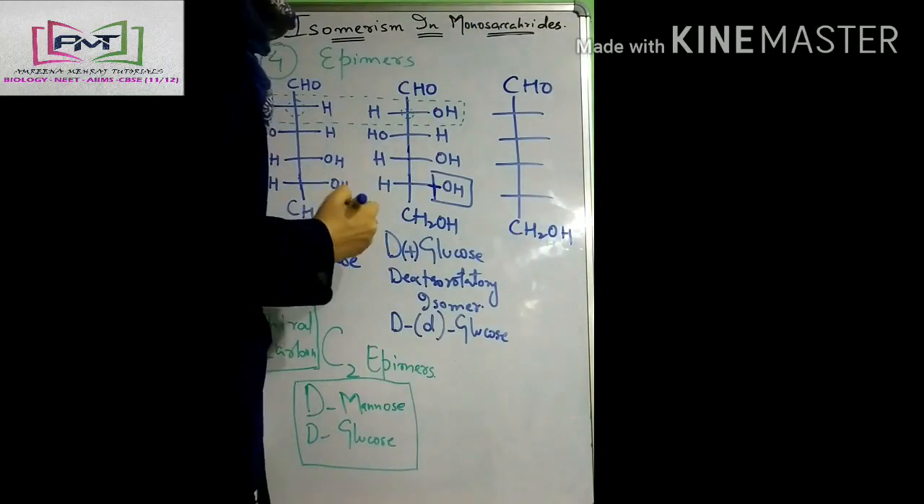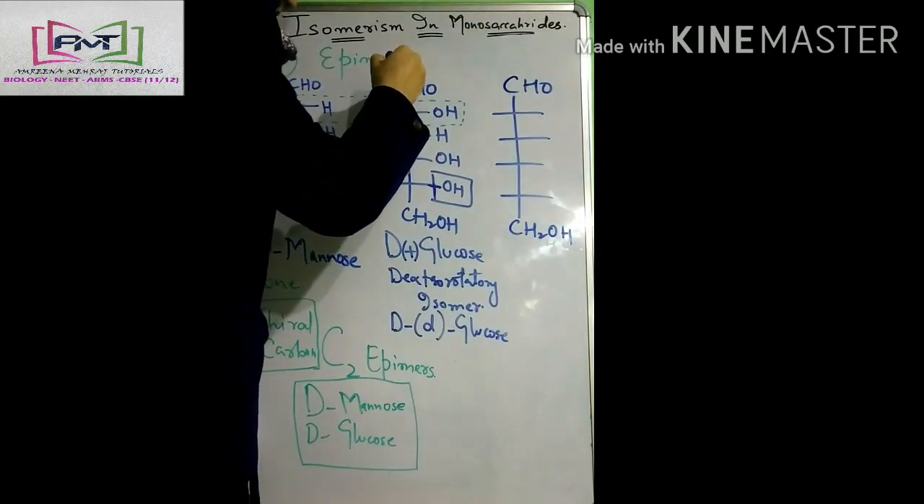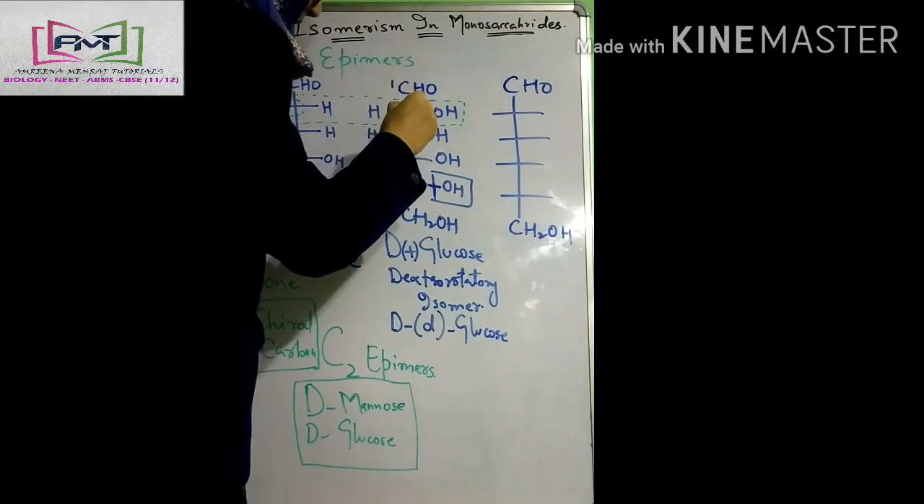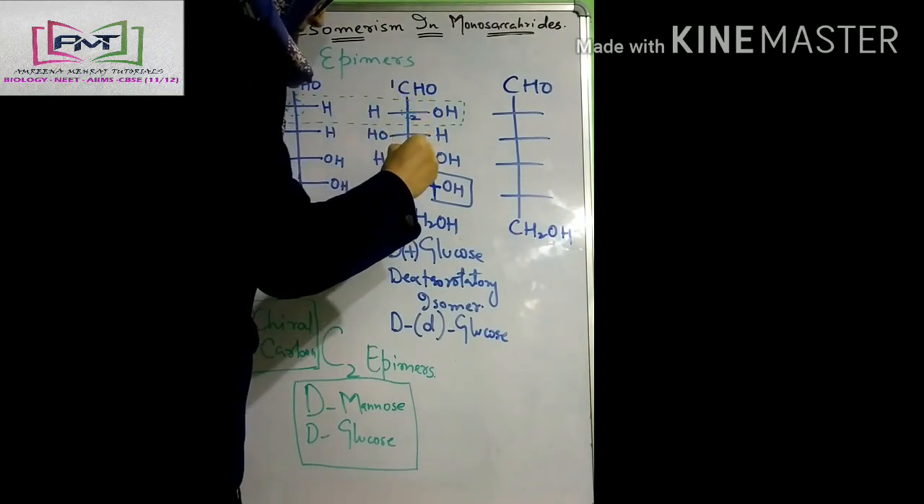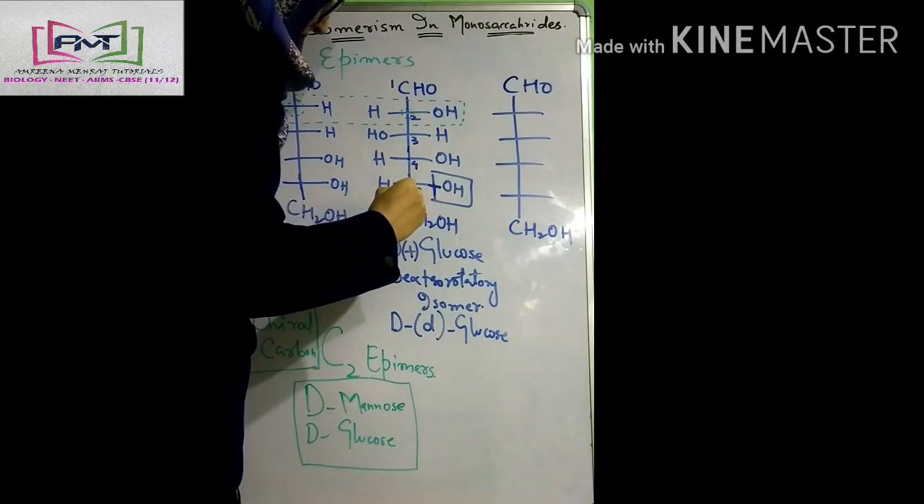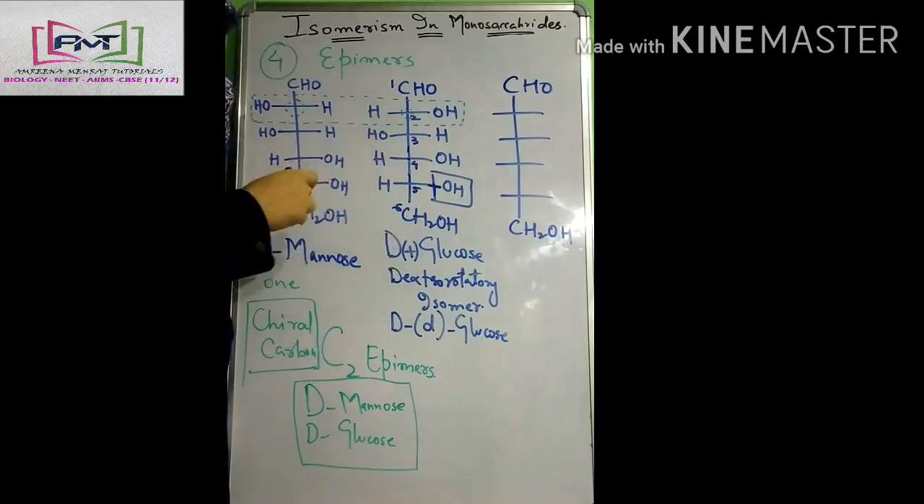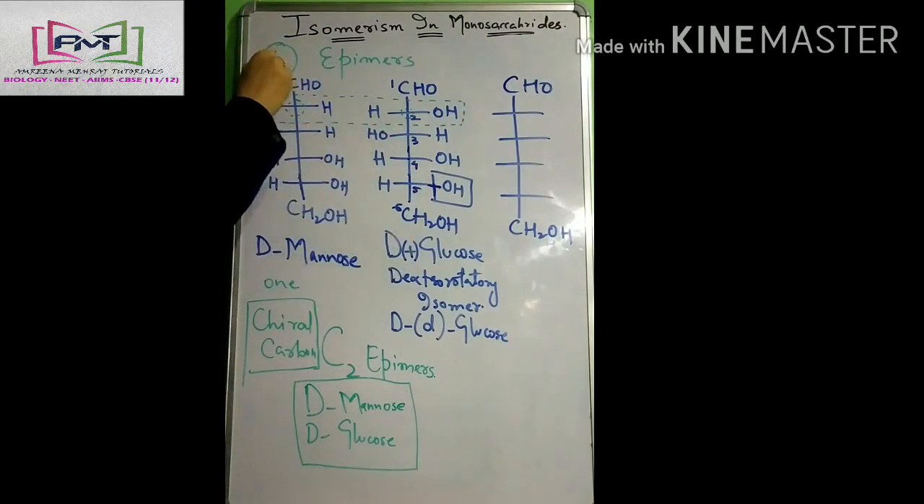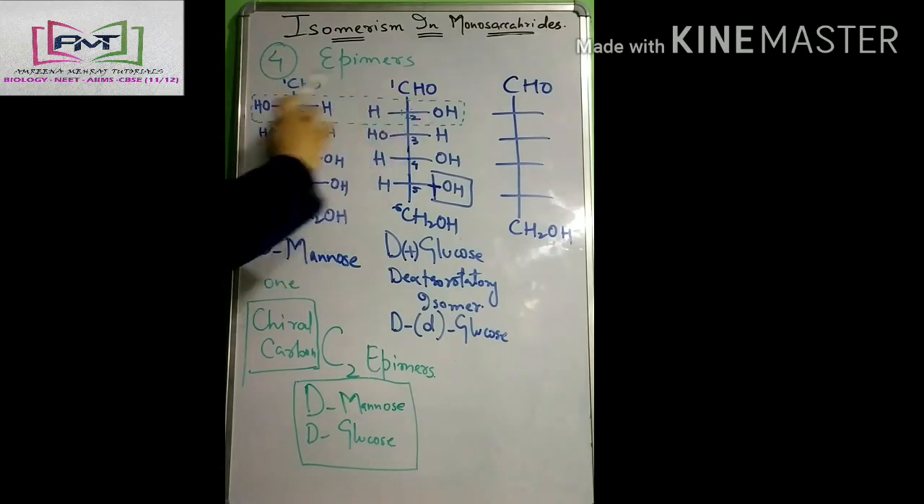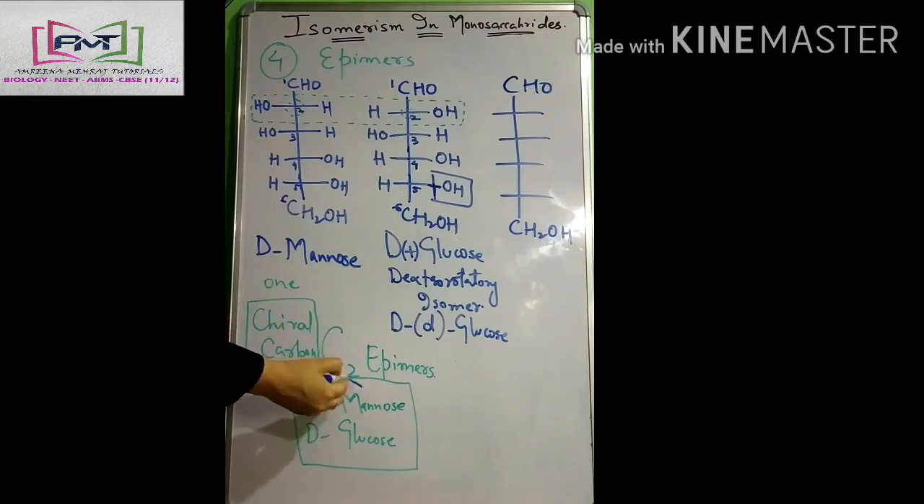CH2OH. Let me give you numbering also, so that you will find it very easy. This is carbon number 1, 2, 3, 4, 5 and 6. This is the numbering I have given you. And this is also carbon number 1, 2, 3, 4, 5 and 6. So these 2 differ at carbon number 2. That's why I said they are C2 epimers.